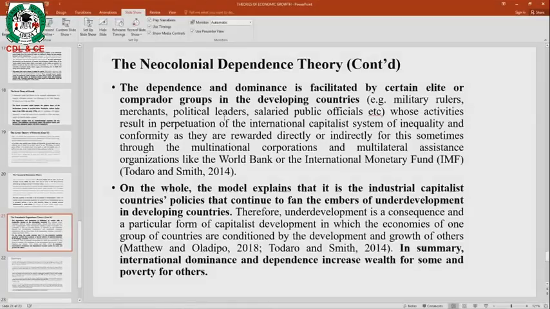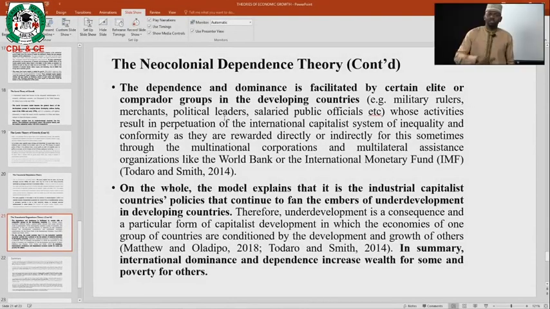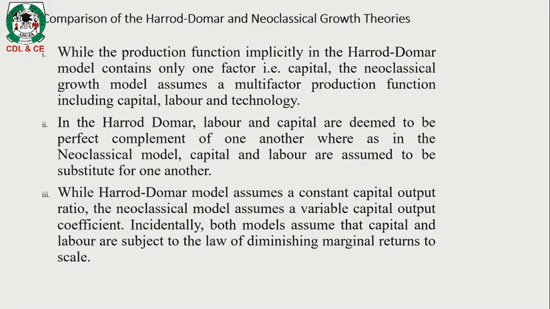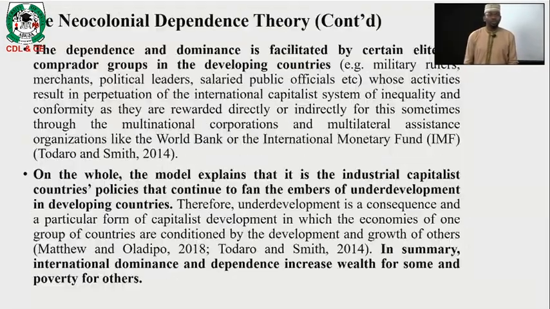On the whole, the model explains that it is industrial capitalist countries' policies that continue to fund the embers of underdevelopment in developing countries. Therefore, underdevelopment is a consequence and a particular form of capitalist development in which the economies of one group of countries are conditioned by the development and growth of others. So this is the explanation of the neocolonial dependence theory of economic growth.